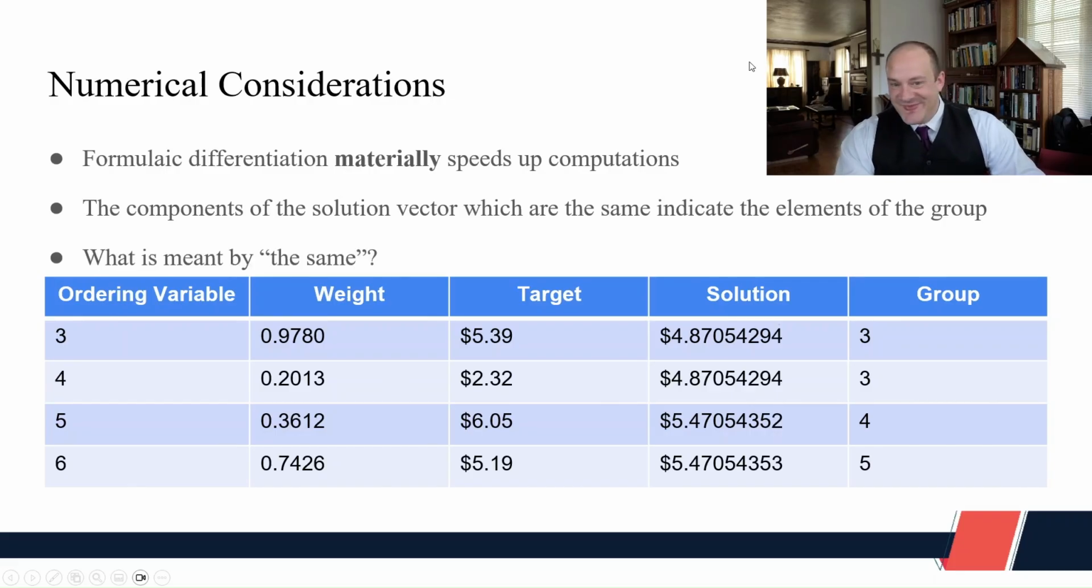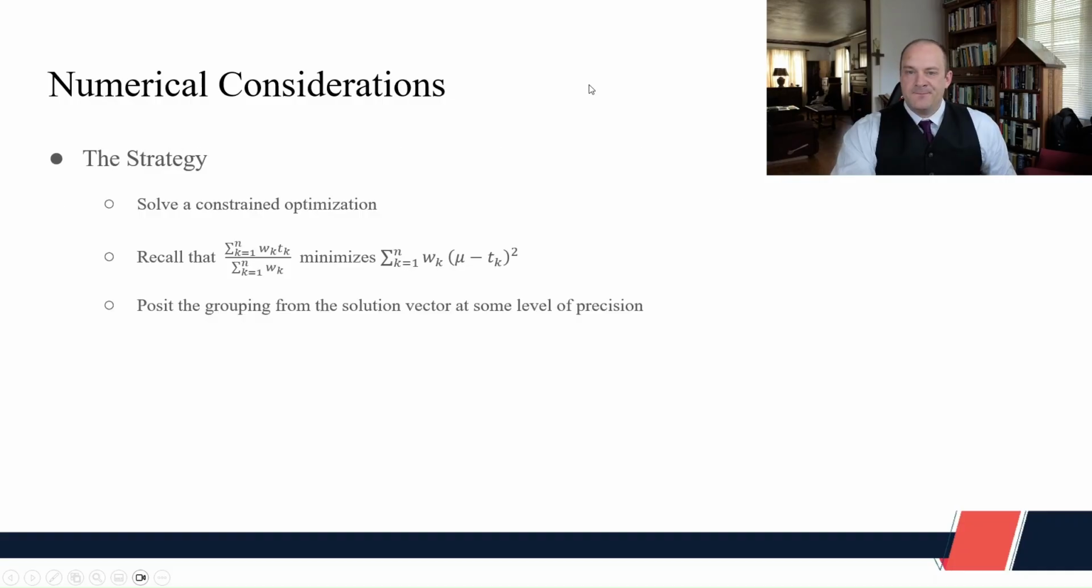Well, the question is, what is meant by the same? The point here is that they're the same at 1, 2, 3, 4, 5, 6, 7 decimal places, but they're not the same at 8 decimal places. So what's the correct answer? Is it 3, 3, 4, 4, or is it 3, 3, 4, 5? And we'll see how to answer that momentarily.